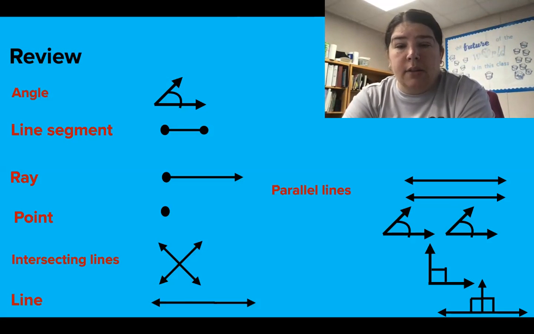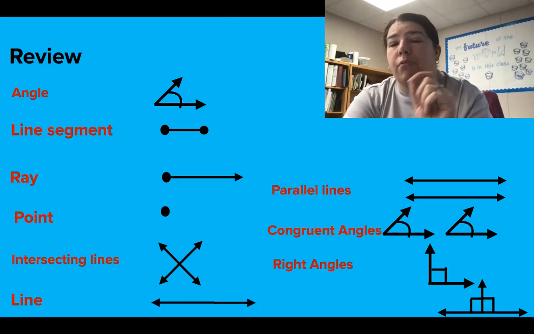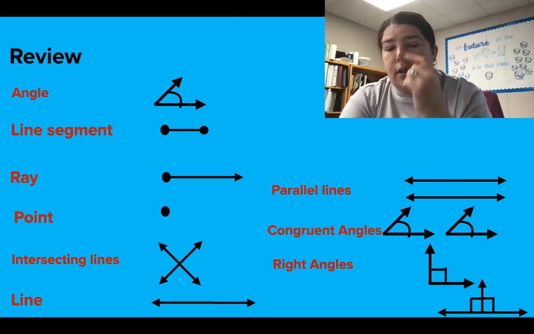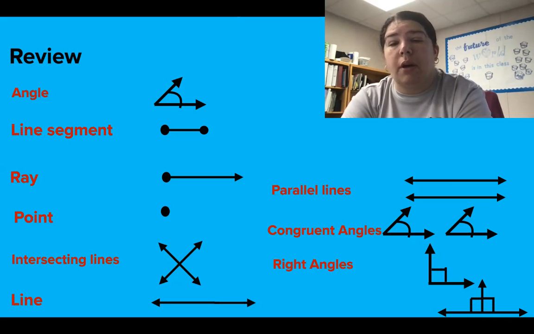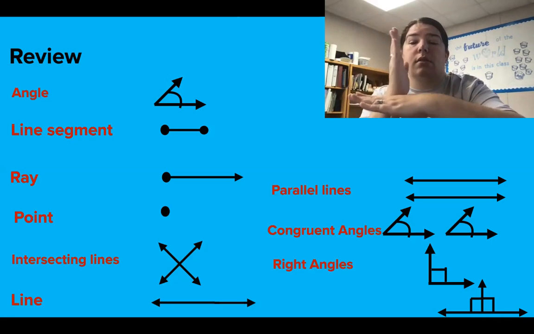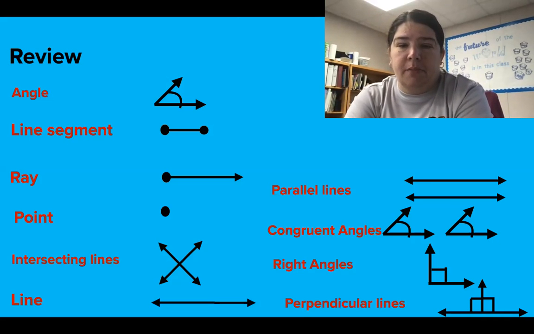And the two angles that are the same. Good. Congruent. Say it again. Congruent angles. And the one with the little box right by the angle, what kind of angle is that? It was 90 degrees. Right angle. Very good. 90 degrees or right angle. And the lines where two lines meet and make exactly two right angles, what do we call that? Perpendicular. Say it again. Perpendicular. Good. Make sure you're repeating that so you know exactly how to pronounce it.